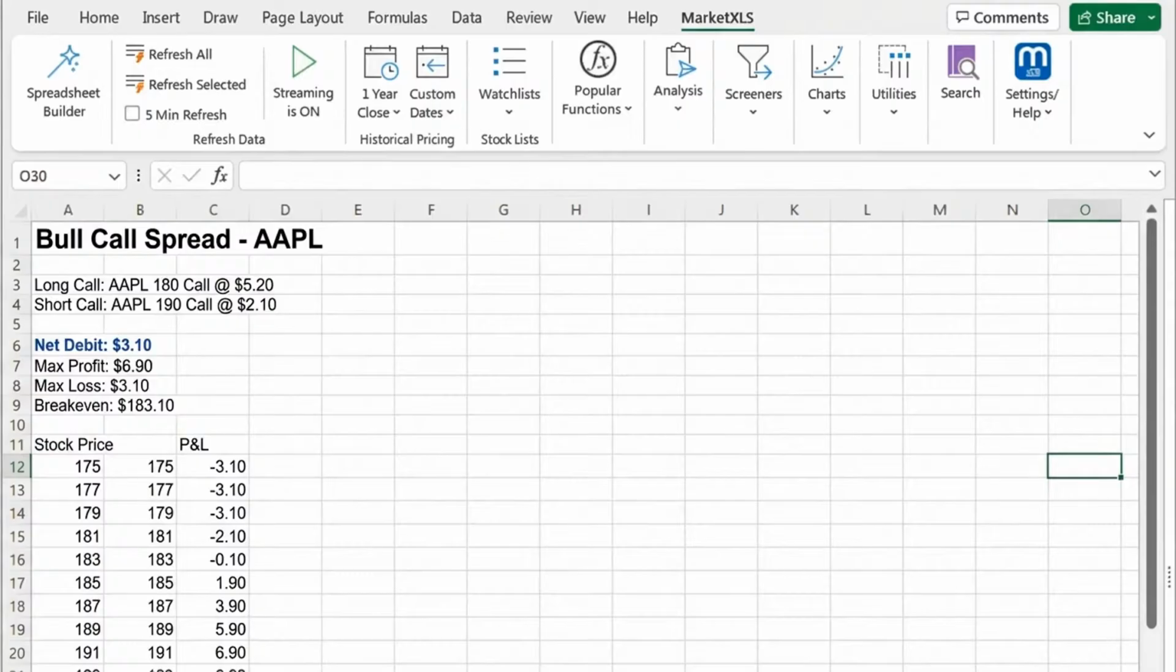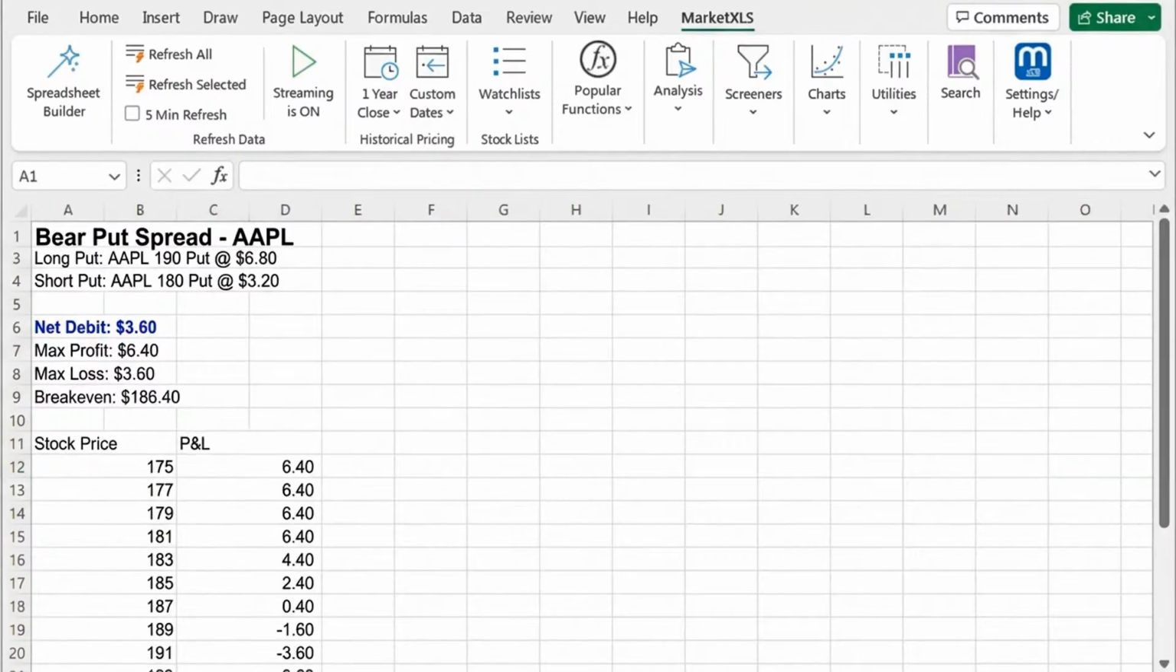Let us build a bull call spread step by step. Say you are moderately bullish on Apple. You buy the 180 strike call for $5.20 and sell the 190 strike call for $2.10. Your net debit is $3.10 per share, and that is also your maximum loss. Your max profit is the spread width, $10 minus the debit, giving you $6.90. The break-even point is simply the lower strike plus your net debit, which is $183.10. All of this math is straightforward to set up in Excel.